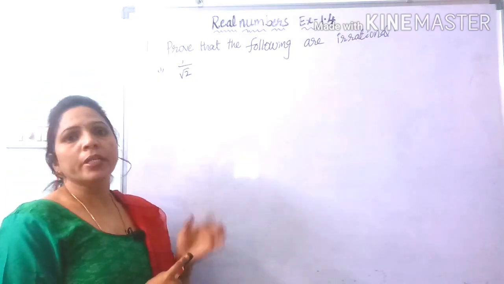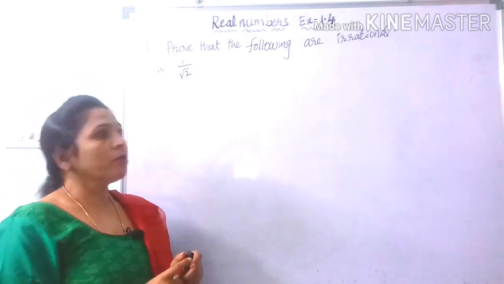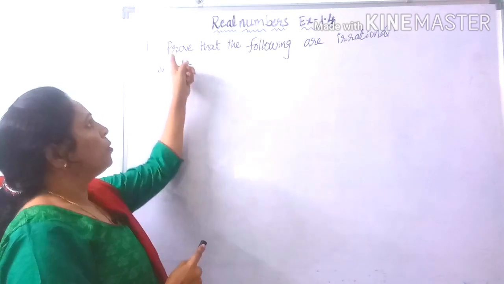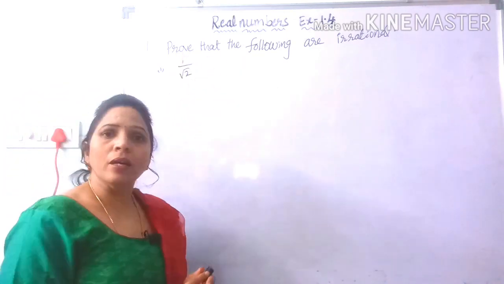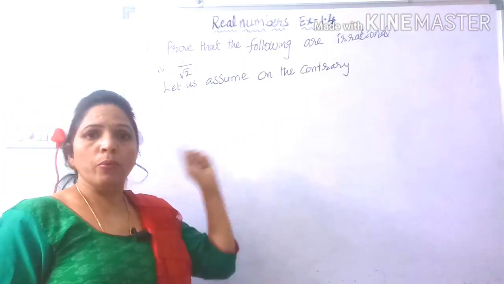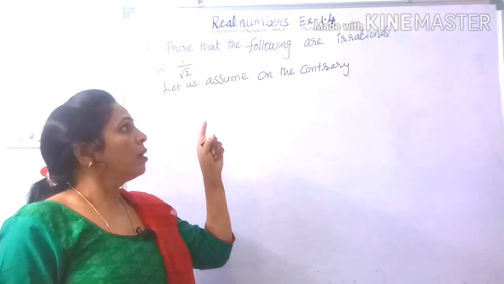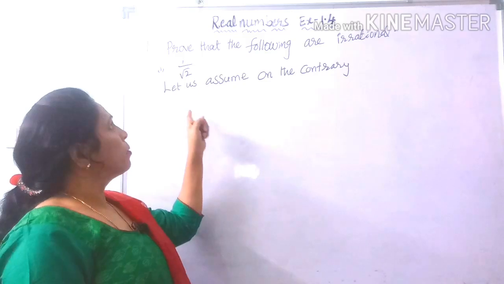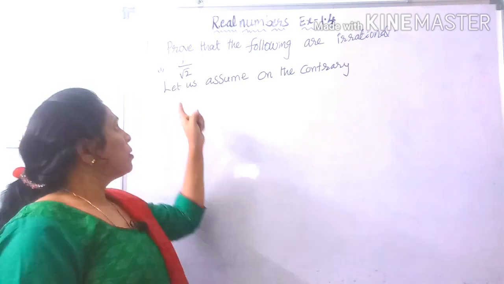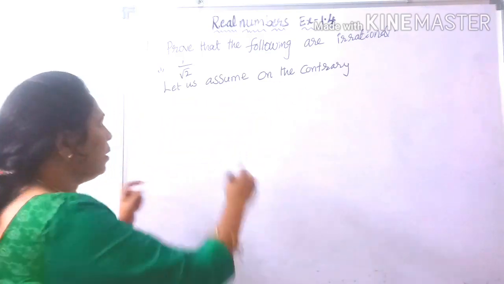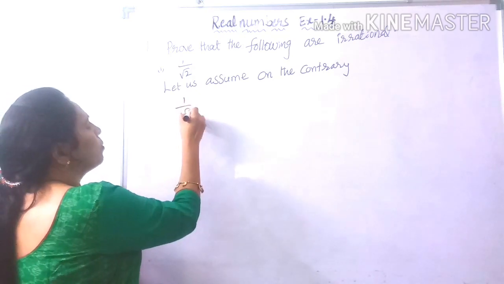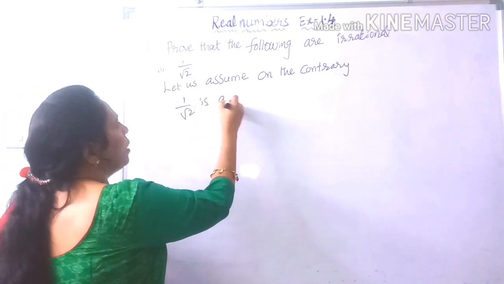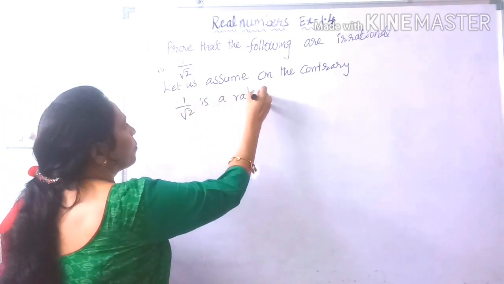In this first bit, you have 5 sums. So first one is 1 by root 2. Prove that the following are irrational. To prove that, you will assume the opposite of it. So let us assume on the contrary, 1 by root 2 is a rational number.